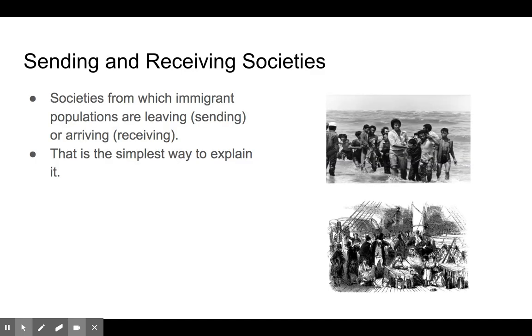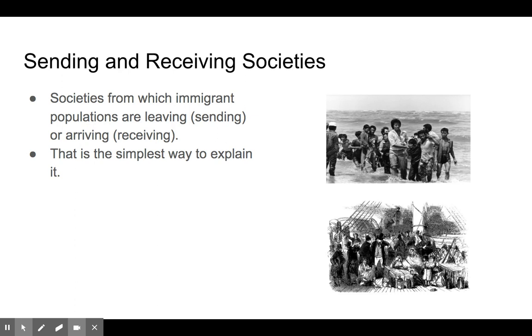Within the assignment, you have to define what sending and receiving societies are. So societies from which immigrant populations are leaving are the sending societies, and the societies where those immigrant populations arrive would be the receiving societies. That's really the simplest way to explain it.